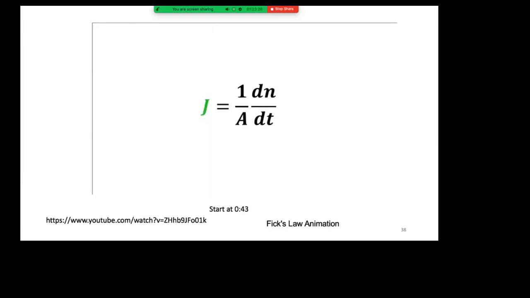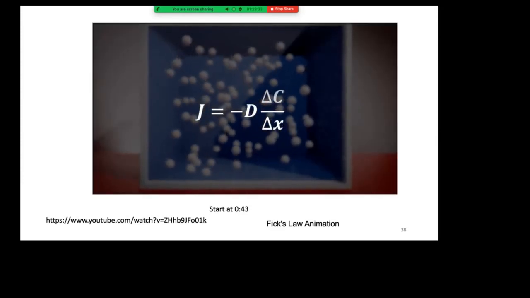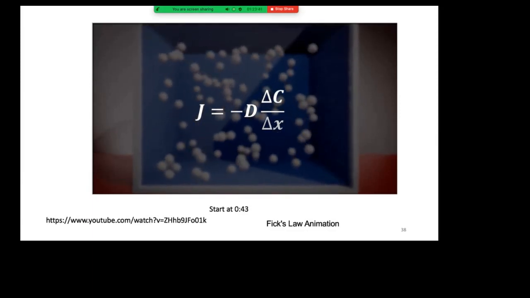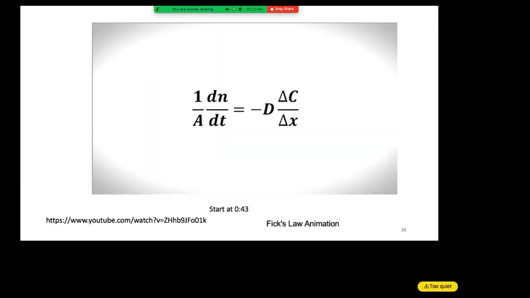The flux is defined as the rate of flow, dN/dt, per unit area A, across the membrane. The flux will depend on the difference in concentration, delta C, the separation between the two regions, delta X, and the mobility of the molecules, given by the diffusion coefficient, D. If we can determine the flux of molecules and we know the total area of the cell, then we can find the total rate of flow of molecules into the cell.